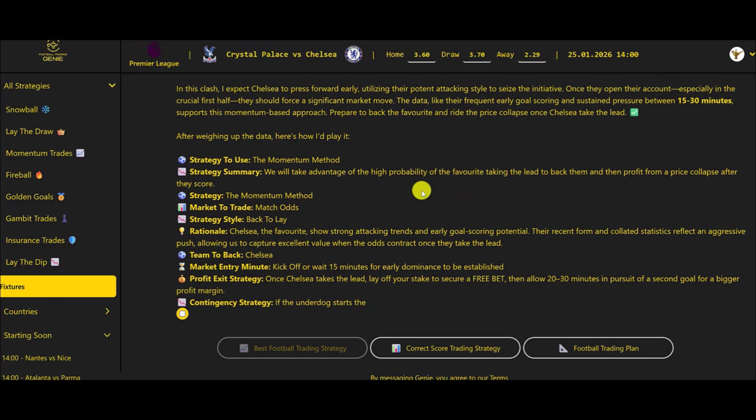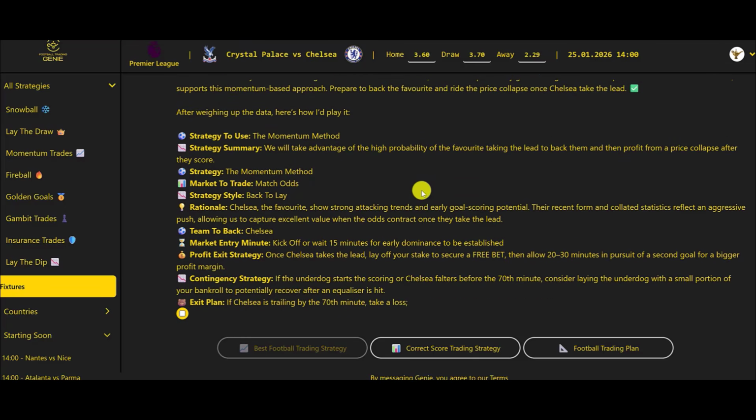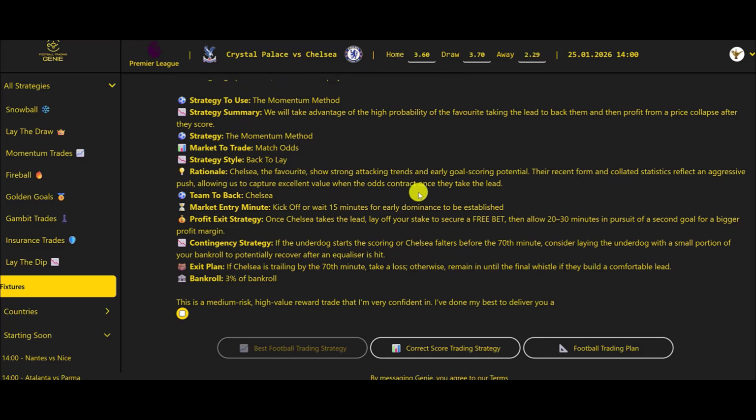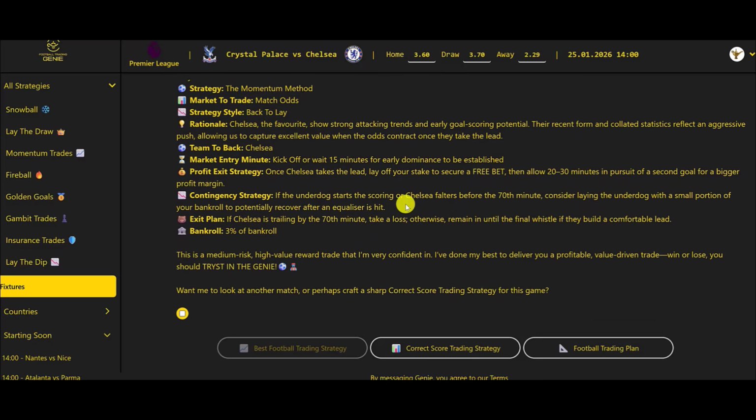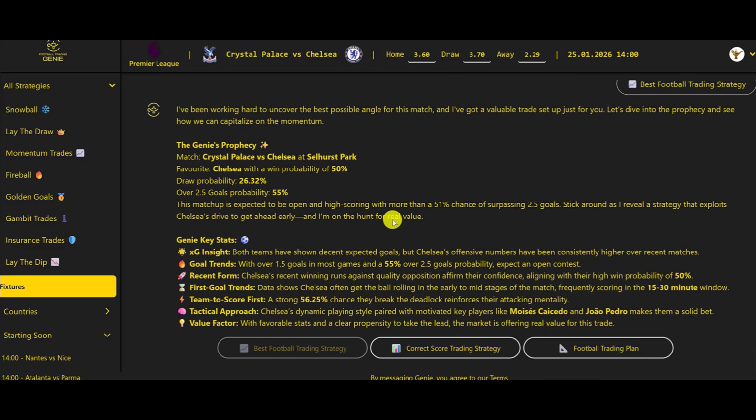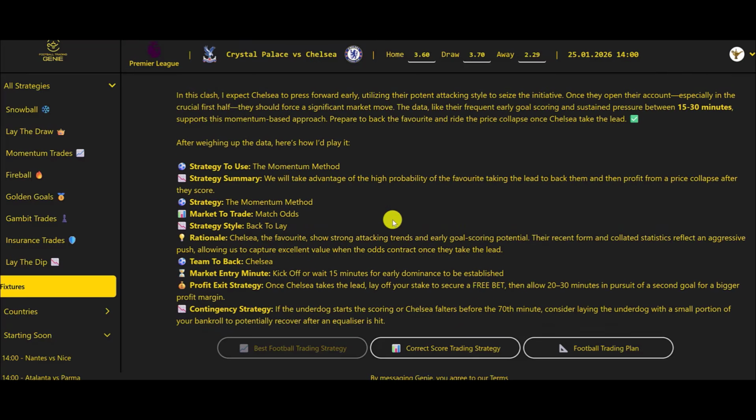So it is suggesting we're looking to do a back to lay on Chelsea. Okay, so this is based on the probability of Chelsea being the team that will take the lead in this one. As you know, as football traders, if you back Chelsea and they take the lead, that price will shorten. So anyway, let's get set up.